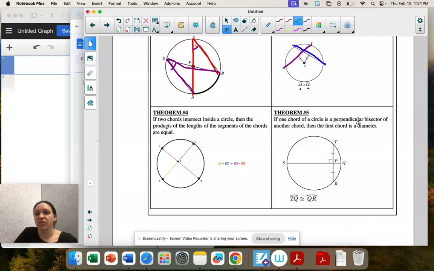Okay, this one is in this section, Theorem 5. If one chord of a circle is a perpendicular bisector of another chord, then the first chord is a diameter. So this one we're going to see in here, we have the diameter of a circle, so it goes through the center. And then there's a chord that cuts that diameter at 90 degrees. Because of that 90 degrees, each side is the same length. And because those sides are the same, the arcs are also the same above the cut. So that one we're going to see mostly in this section, and you're going to be solving some equations related to that.